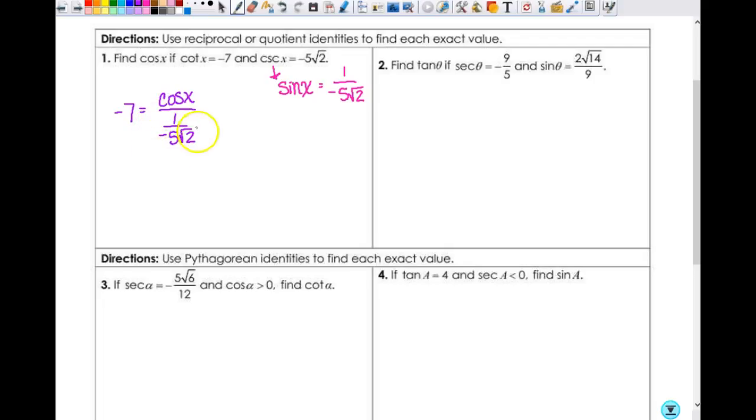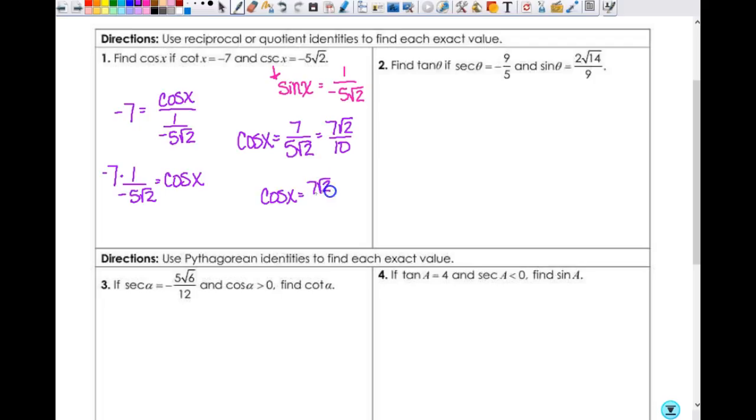So I'm going to multiply both sides by the denominator, which is this right here. So it's going to give me negative 7 times 1 over negative 5 square root of 2. That's equal to the cosine of x, which means that cosine x is equal to a positive 7 over 5 square root of 2. Rationalize, and that gives me 7 square root of 2 over 10. So the cosine of x is 7 square root of 2 over 10, and it is positive.